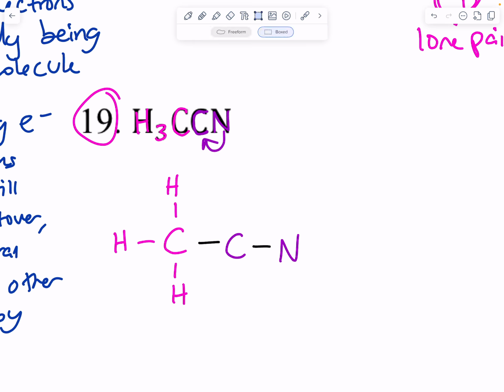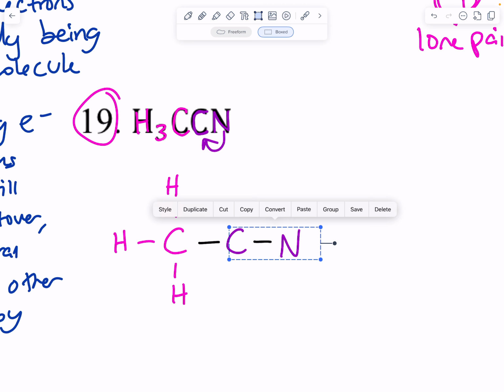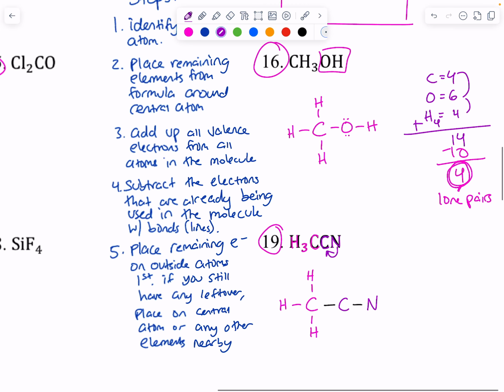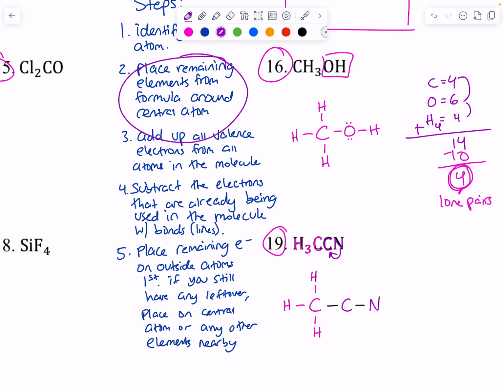We need to do step 2. Oh, wait. Well, this is already step 2. I'm kind of ahead. We already did step 2. Step 2 was to place remaining elements around the central atom. We already did that. Okay, next, step 3. Add up all valence electrons from all atoms in the molecule.